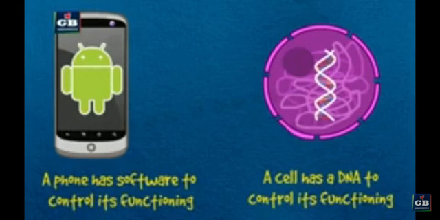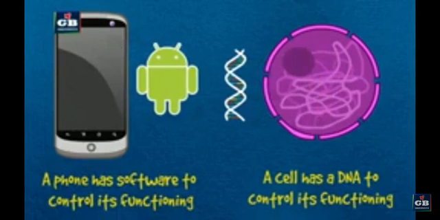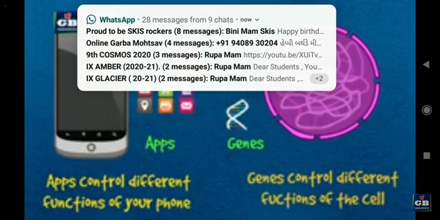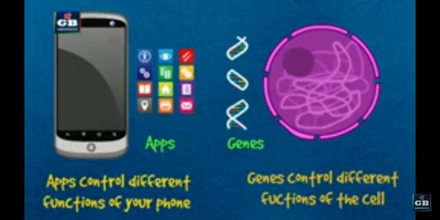Your phone has software to control its functioning. In the same way, every cell has DNA to control their functioning. Our phones have different apps to execute different tasks. In the same way, DNA has different genes to execute different tasks. Functional segments of DNA are called genes.